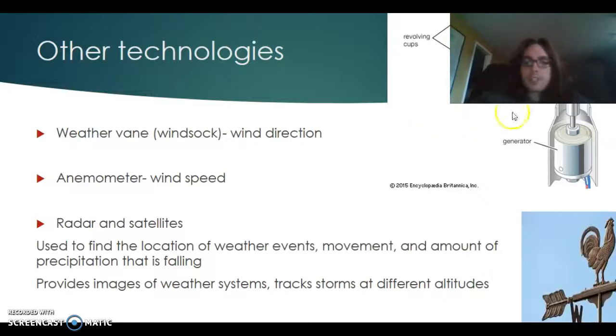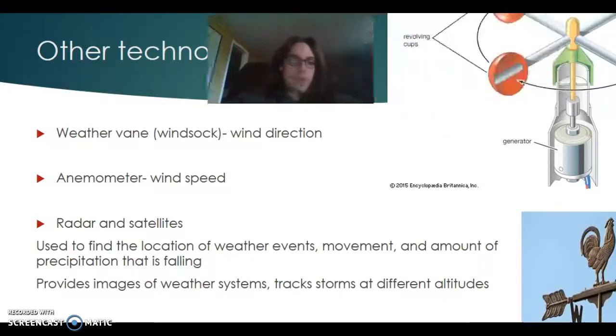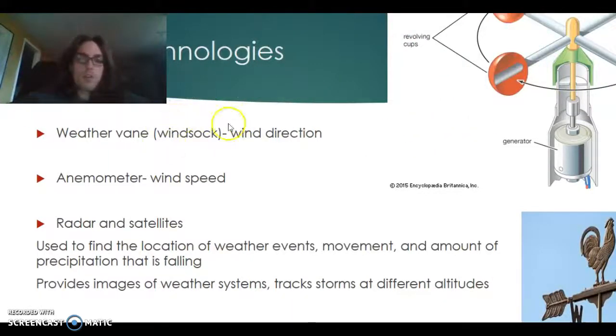So we've got some other technologies that we use. We use weather vanes or a windsock, that's the same thing, to determine wind direction. Right here is a weather vane, with the classic rooster on the top. You see that in like tornado movies. It's just like spinning around in circles.